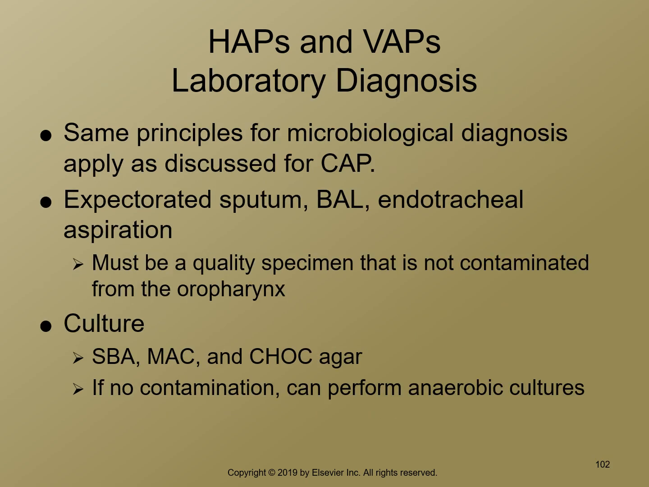Many of the same principles for microbiologic diagnosis apply to nosocomial pneumonia as those discussed for community-acquired pneumonia. Expectorated sputum, bronchoalveolar lavage, or endotracheal aspirate are acceptable samples, but they must be quality specimens that are not contaminated from the oropharynx. Routine culture media should be inoculated, including sheep blood agar, MacConkey plates, and chocolate agar. And if no contamination is present, anaerobic cultures may also be completed, if requested by the clinician.